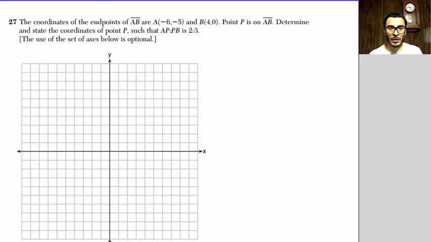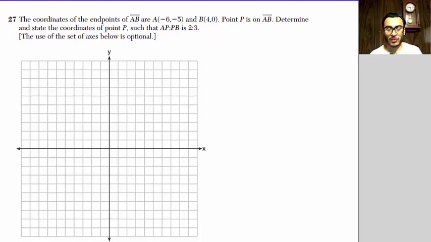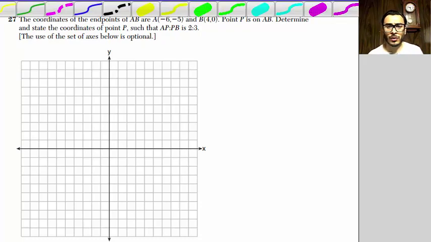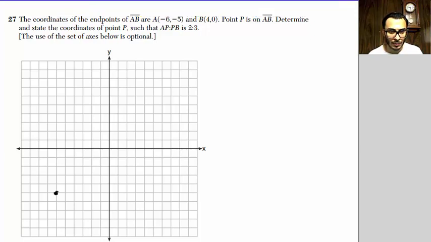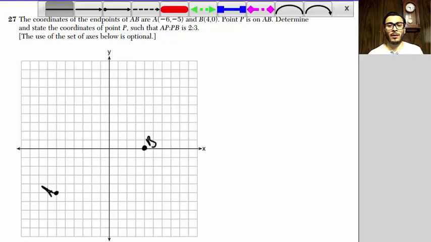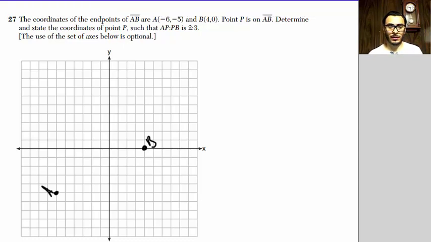Number 27. So we have a segment partition problem here. And let me show you my method to this. So what I like to do is I will plot the points. So we got point A is -6, -5. 1, 2, 3, 4, 5, 6. 1, 2, 3, 4, 5. So that's my point A. And we got point B, 4, 0. 1, 2, 3, 4, 0. That's point B. And that is segment AB if we connect the 2 points.